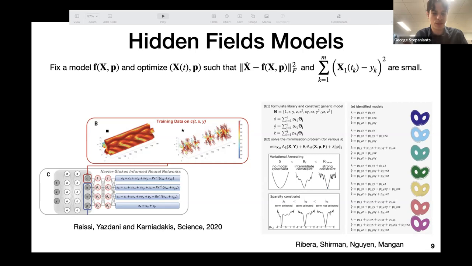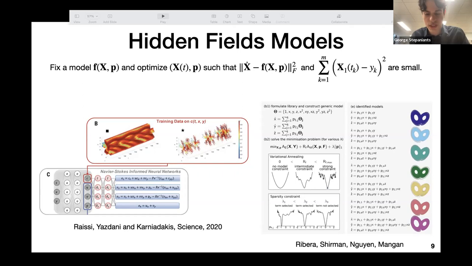For example, in this paper from Science, they showed that you could learn the dynamics of a fluid by giving it only a scalar observable of how a dye flows in this fluid, and not observing any of the velocities of the fluid or the pressure, for example. There was another paper by Ribera et al. that showed that you can learn the dynamics of the Lorenz attractor by giving it only two out of the three coordinates using this kind of approach.